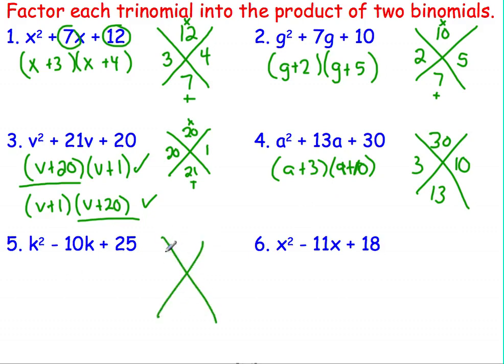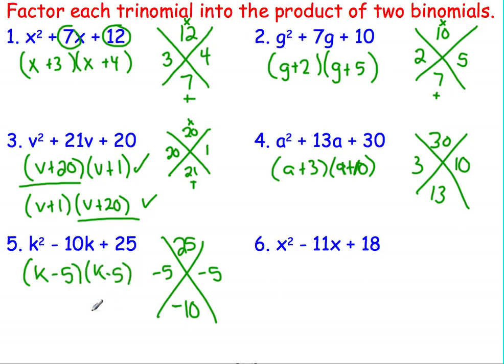Let's see. We have k. We're going to have a 25 here and a negative 10 on the bottom. That's going to be a little bit different. So you need to multiply to give me 25, but add to be negative 10. It means probably these numbers are going to be negative, I would think. So like a negative 5 times a negative 5 would give me a positive 25. When I add them together, it'll be negative 10. So I'll just say k minus 5 and k minus 5.